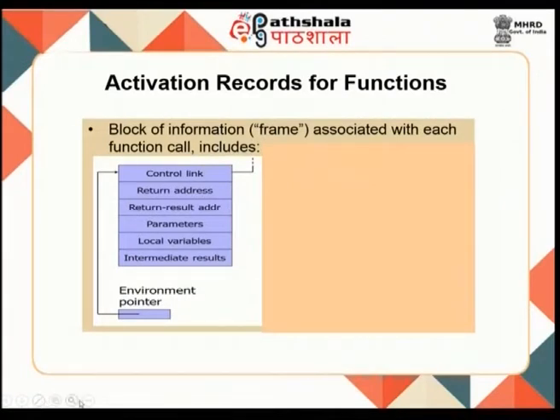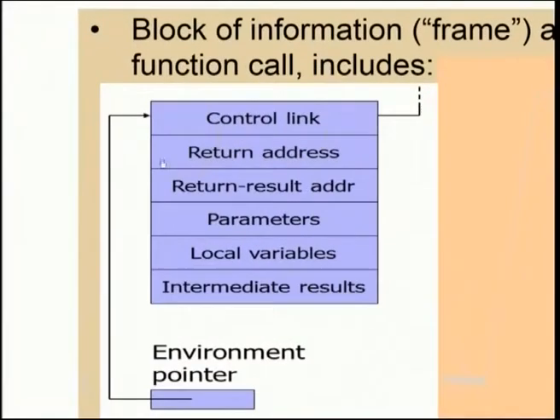So, we have the control link, the return address, the return result address, the parameters, the local variables and the intermediate results of the calling function. So, all that is available in this activation record. We are not going into too many details of this, because what we are doing here is to understand the application of stack.